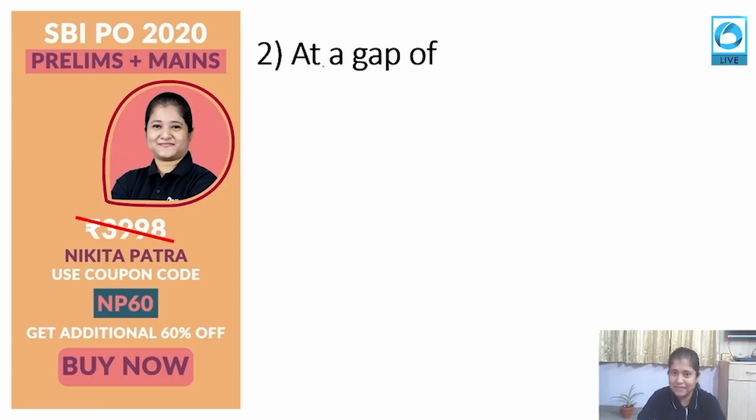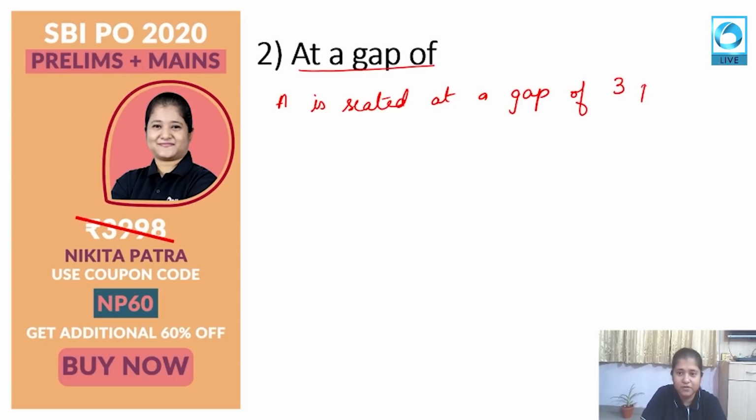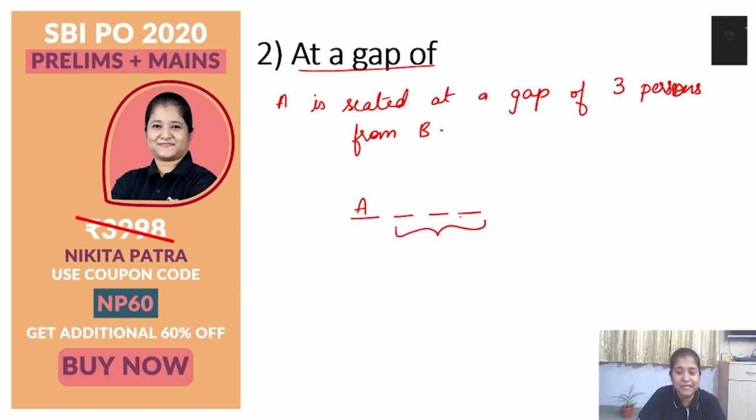Now 3 places देख लिया. Now at a gap of. What is the meaning of this? Let's say A is seated at a gap of 3 persons from B. ठीक है, मान लीजिए ऐसा कुछ दे रखा है. That means if we consider A is here, that means we can have 1, 2, 3. So this is a gap of 3 persons. That means 3 persons can come between A and B.